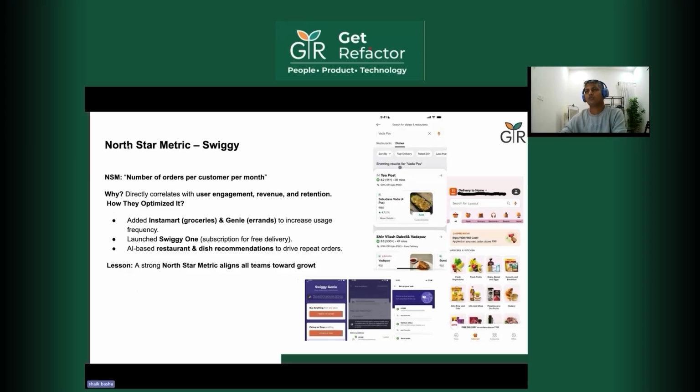North Star metric for Swiggy, which is a food delivery app, is number of orders per customer per month. Why? It directly correlates with user engagement, revenue, and retention, all three things. Users should be engaging with our product and I should have revenue out of it. The engagement should not go to waste and I should be able to retain the customer. These are the three key things you should see when setting up your own North Star metric.